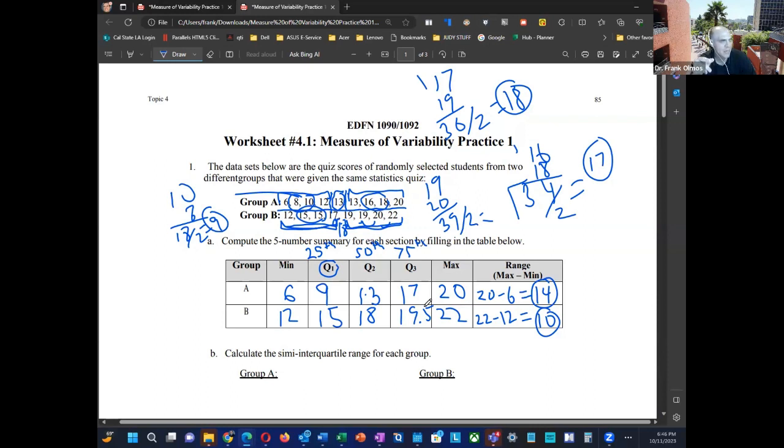So you get the median from the bottom half numbers, then get the median from the top half numbers. Do the same thing, in this case group B: get the median from the bottom half and the top half, and that's how you would get Q1 and Q3. Because if you get the median for the whole set of numbers, you already get Q2. All right, so that's how you would get these values.